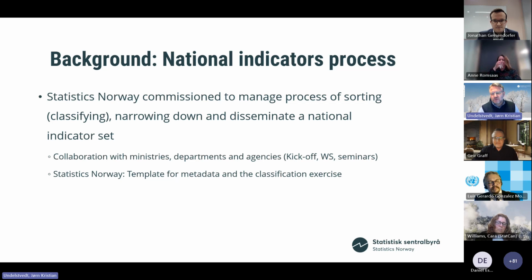Statistics Norway was commissioned to be the driving force and facilitator in a collaboration with ministries and subordinate agencies to sort the proposed indicators using the taxonomy, limit the number of indicators to a manageable level, and publish the indicators on Statistics Norway's website. The number of indicators I talk about is like the 500 indicators that Geir mentioned earlier. For this, Statistics Norway created a template for metadata and a very basic template for documenting the results of the classification exercise.